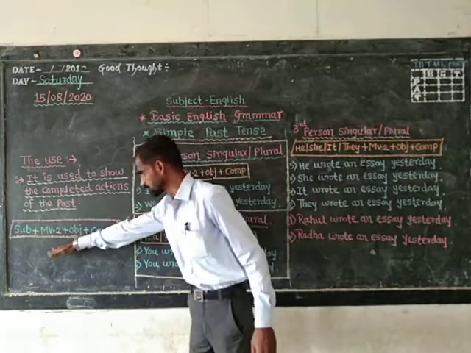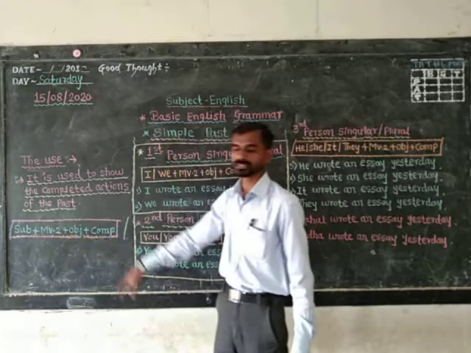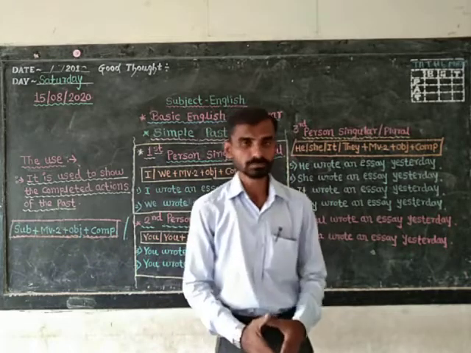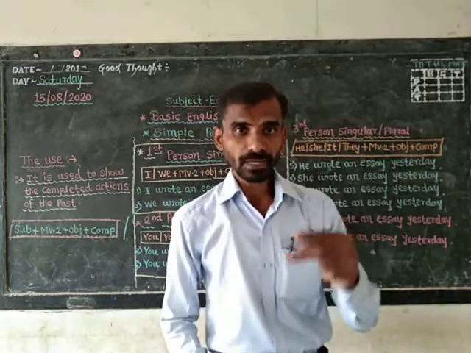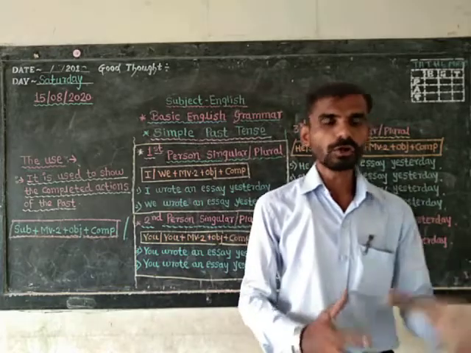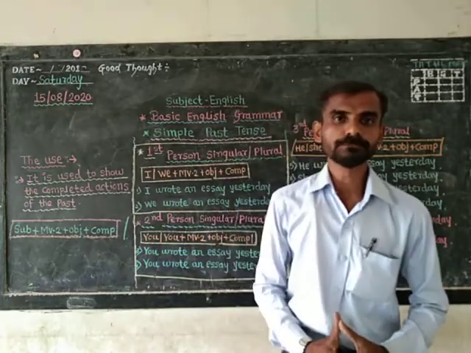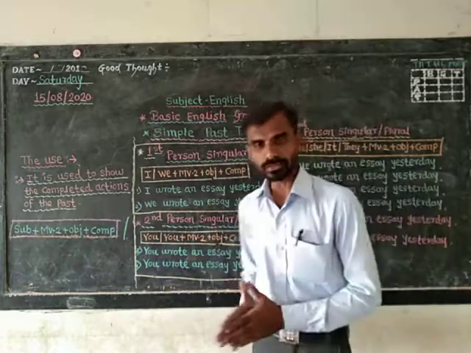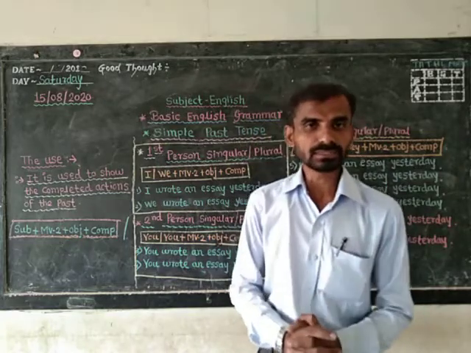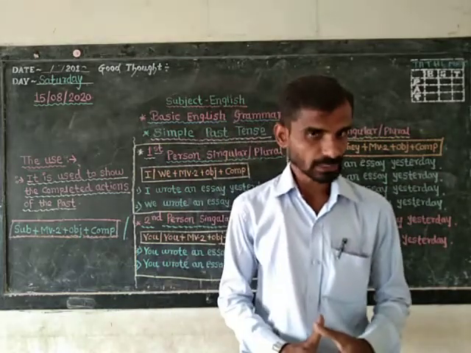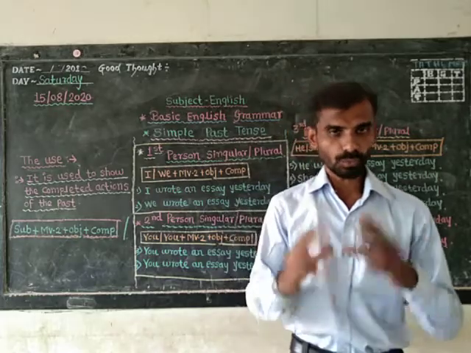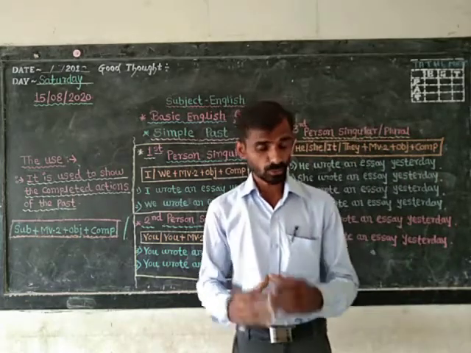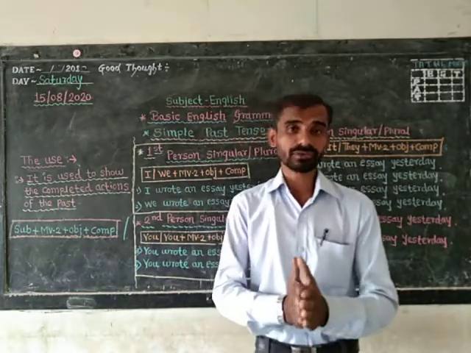Now let us see what common formula we have written here on the board. Subject plus main verb second plus object plus complement. Now we have sorted the formula as per the 10 different subjects. These 10 subjects we have categorized and adjusted into 3 different columns.